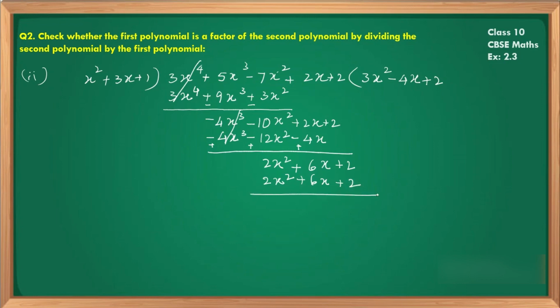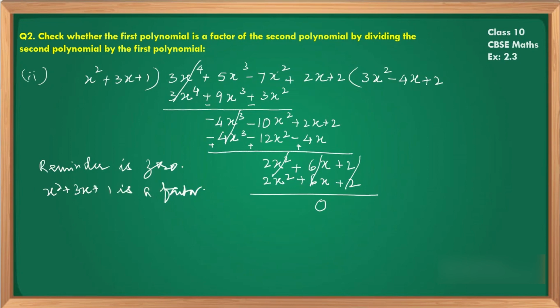Draw the line. 2x square is cancelled, 6x also, and even the number also. Hence the remainder is 0. Now write down remainder is 0. Therefore x square plus 3x plus 1 is a factor.